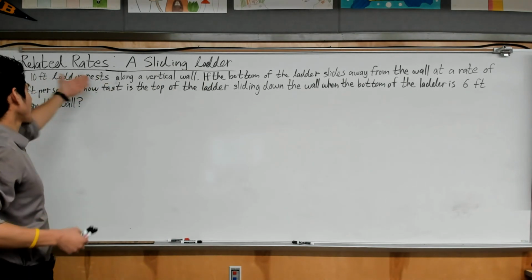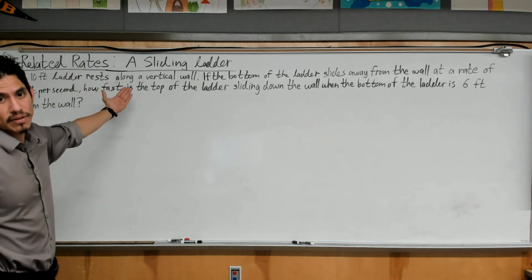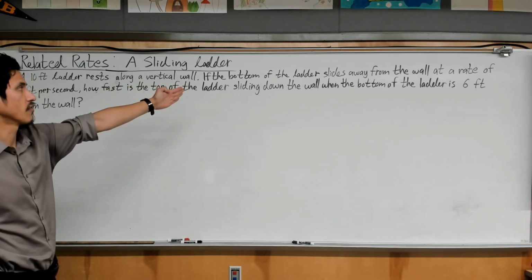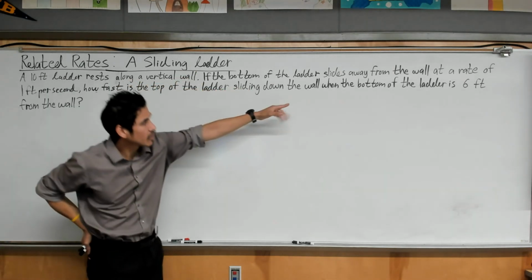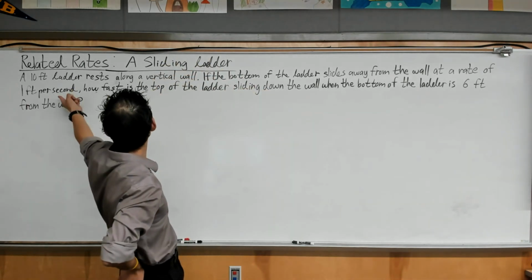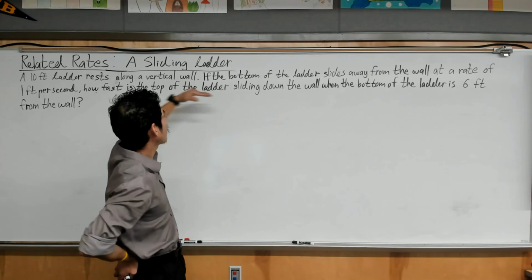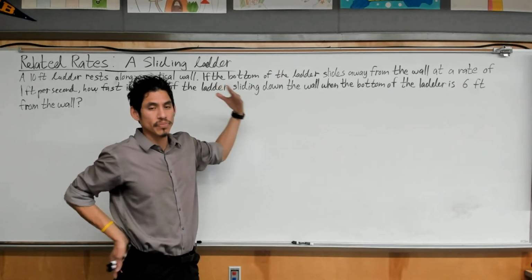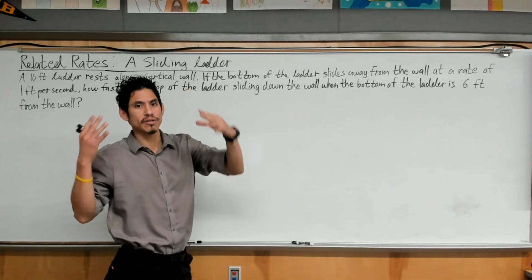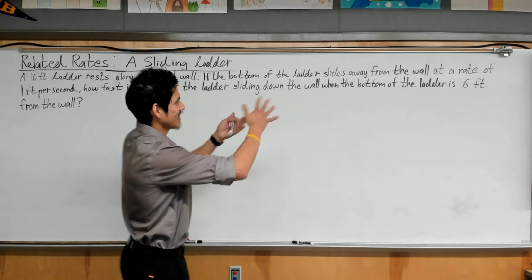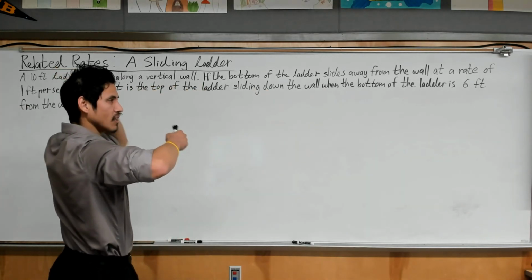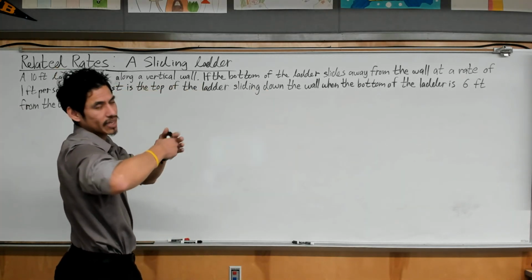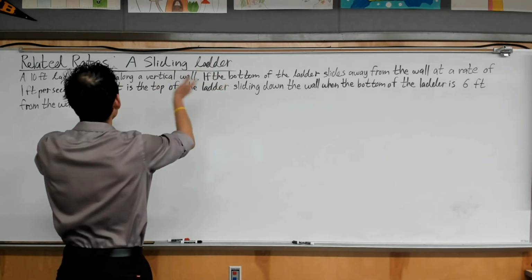We've got a 10-foot ladder that's resting along a vertical wall, and the bottom of the ladder slides away from the wall at a rate of 1 foot per second. How fast is the top of the ladder sliding down the wall when the bottom of the ladder is 6 feet from the wall? Now, don't try to do this in your head. Sometimes the answer will be easy, but it's not what you would probably initially think.